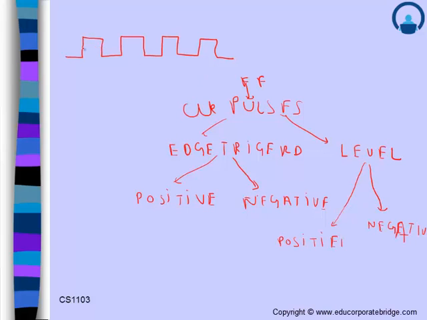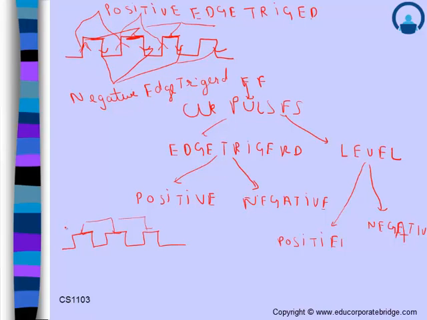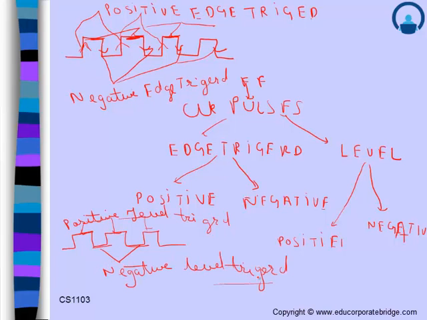Let's see these rising edges, which are called positive edge triggered. The falling edge of the clock pulses is called negative edge triggered. Now similarly, for these pulses, let's draw a clean diagram again. This part is called positive level triggered, and this part is called negative level triggered. These are the concepts of clock pulses.